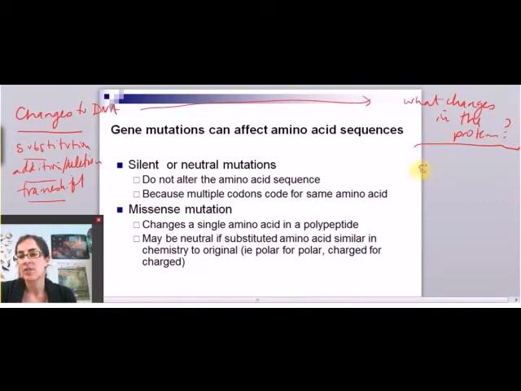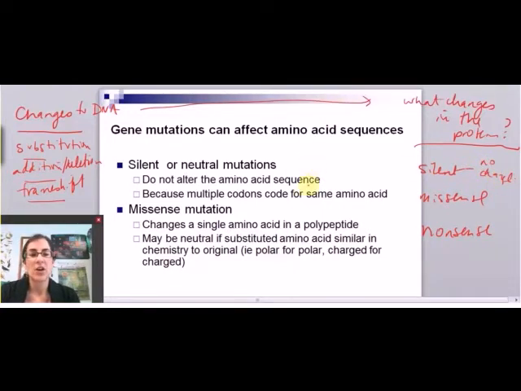And those can either be silent, they can be missense, they can be nonsense. And we're going to go through what these terms mean. So a silent mutation is one that doesn't change the amino acid sequence. So silent means no change.